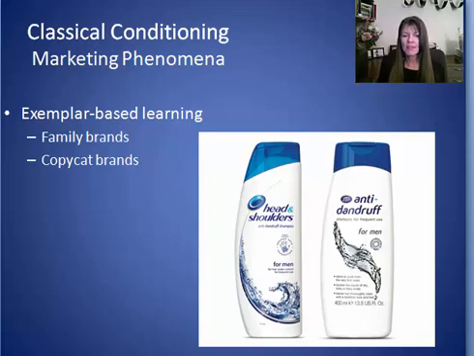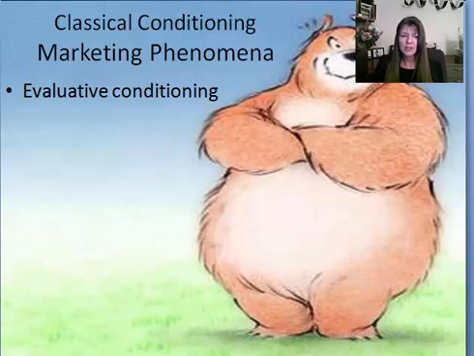The second example is copycat brands. These are an interesting use of classical conditioning. If a new stimulus reminds you of one you are already familiar with, this can trigger generalization, and you are likely to respond to it in a similar way. Notice that a consumer must look really closely to distinguish the difference between the name brand product in this picture and the generic brand. In traditional classical conditioning, the response is a behavioral response, right?